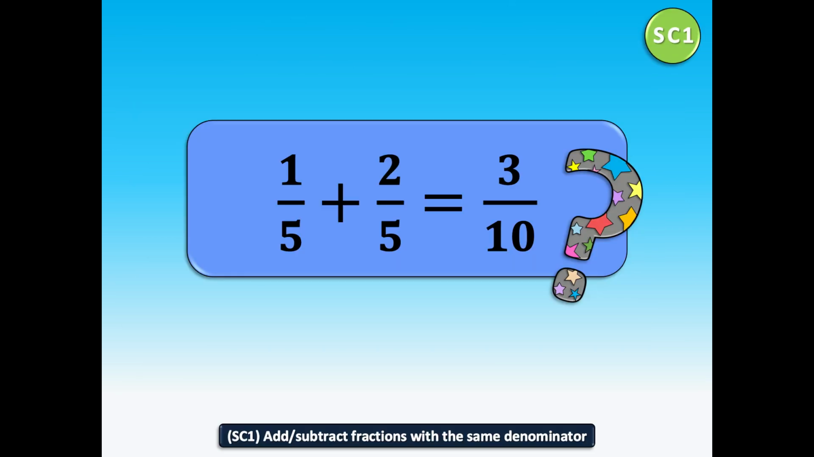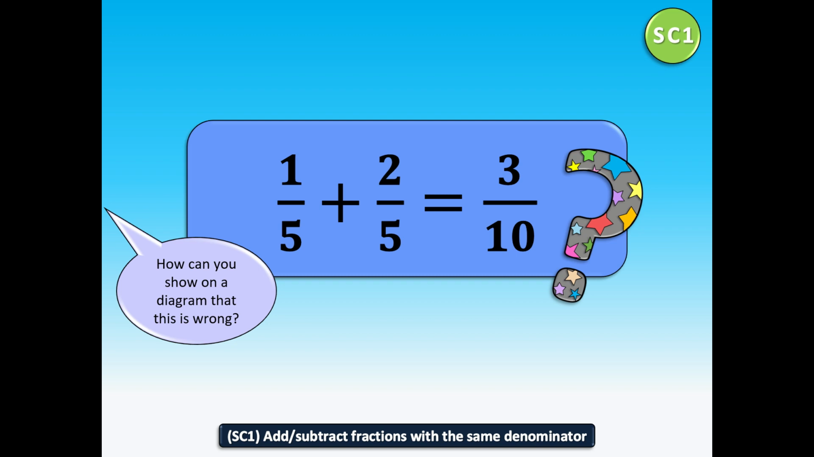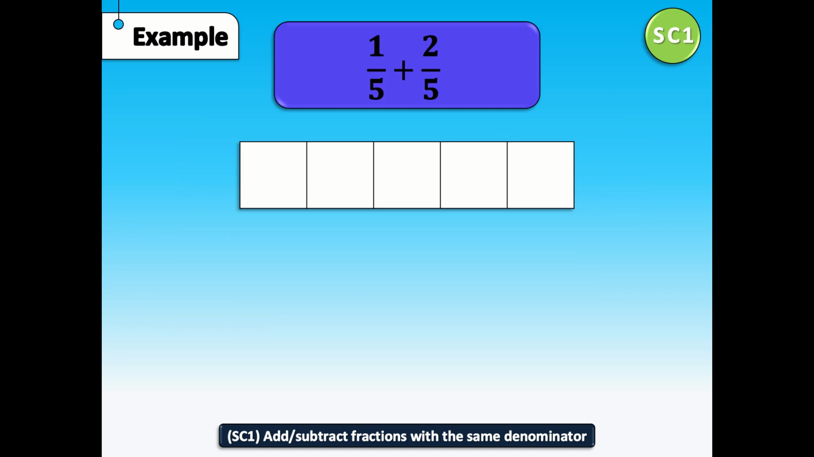So a lot of people make this mistake when they say that 1/5 plus 2/5 equals 3/10. So we can show that this is wrong if we highlight 1/5 and highlight another 2/5. We can see altogether we have 3/5. So our answer is actually 3/5 instead of 3/10.